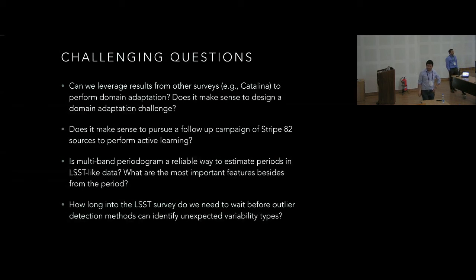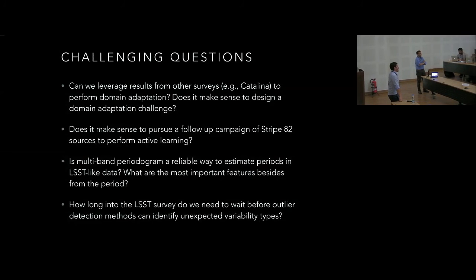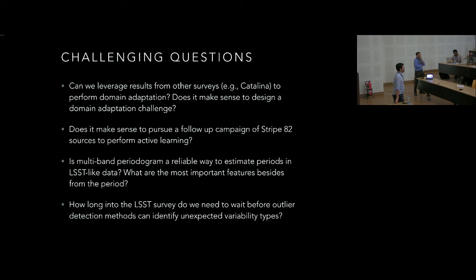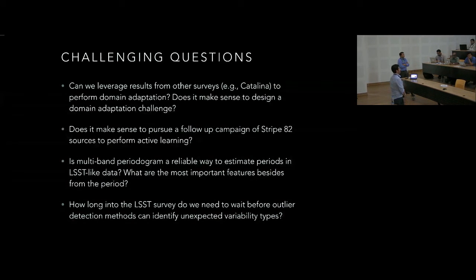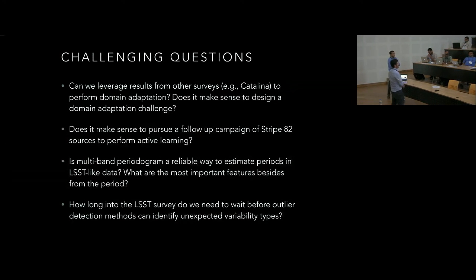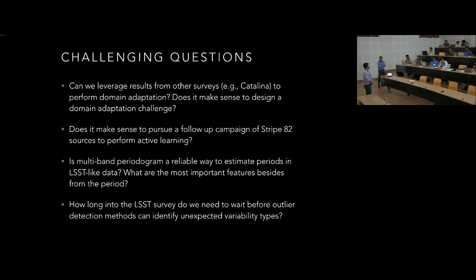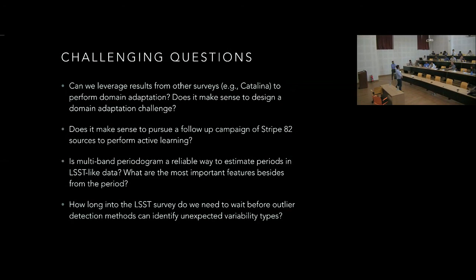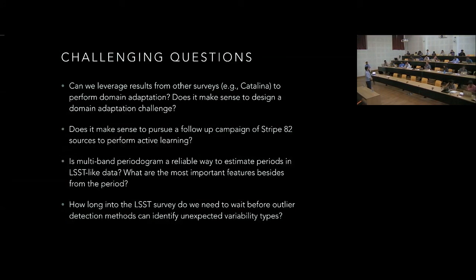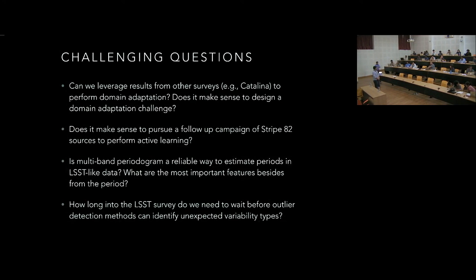Following up on Stripe82, could anything be gained by looking at Stripe82 in other surveys, in terms of classification there, in case that would give more information? Either Catalina, which covers Stripe82, or ZTF. Would a ZTF survey of Stripe82 help with active learning in some ways? I get the idea about doing it from spectroscopic follow-up, but is there some way we can use other light curves to help with active learning, which would then feed into LSST more directly?